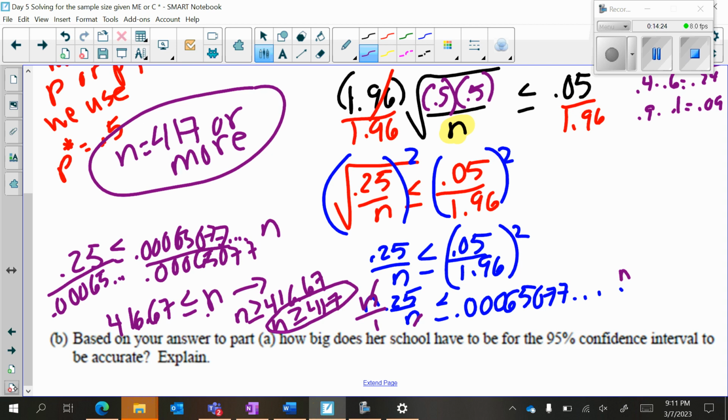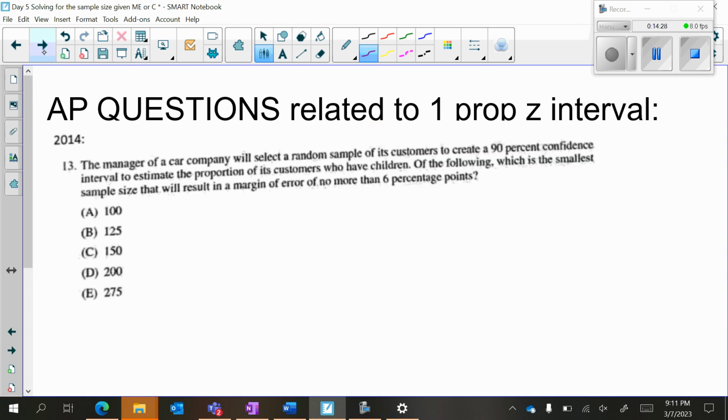Okay. Now, let's go to the next one. All right, so now, if you look at this next document here, these are the AP questions that are related to this. So let's do a few, and that'll be that. These are multiple choice, as you can see. It seems like they put about one per year on this. So it's not a very heavily tested question, but it is important to try it.